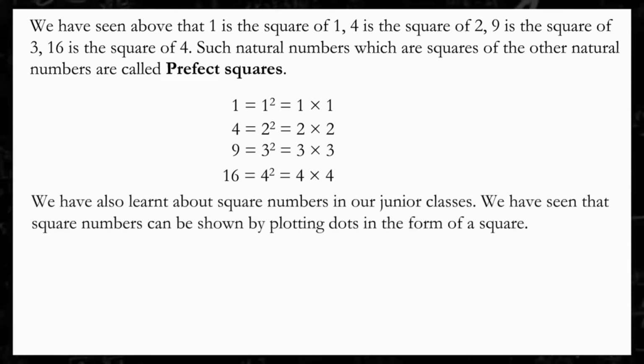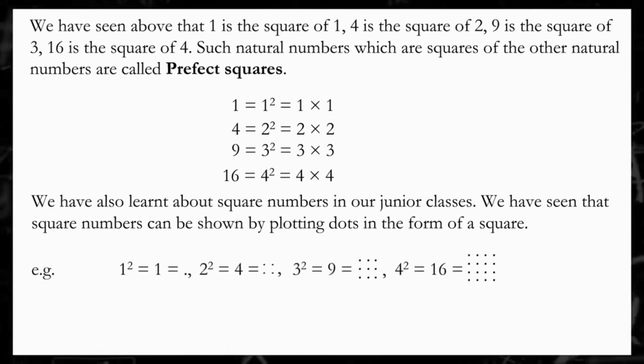We have also learnt about square numbers in our junior classes. We have seen that square numbers can be shown by plotting dots in the form of a square. For example, 1 square is equal to 1, which is 1 dot. 2 square is equal to 4, which is 4 dots. 3 square is equal to 9, which is 9 dots. 4 square is equal to 16, which is 16 dots.